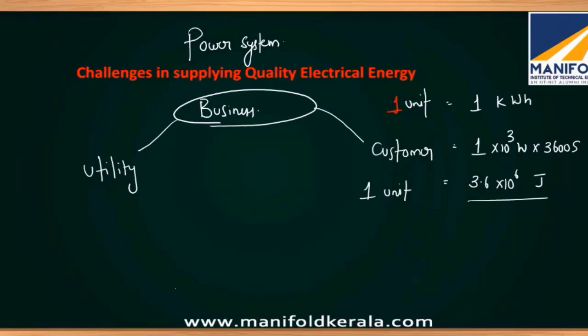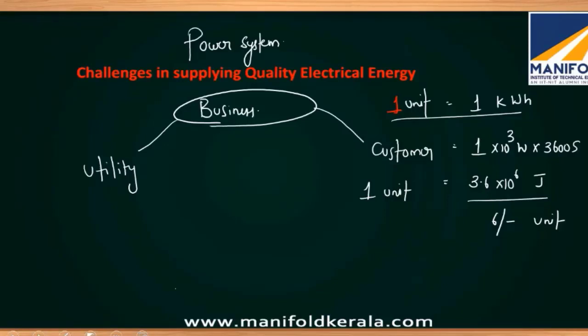So for 3.6 million joule of energy in electrical form, you are paying a tariff of 6 rupees per unit or 8 rupees per unit, depending upon your slab. So in our business, we are selling a product which is electrical energy, which is quantified in units. 1 unit means 1 kilowatt hour. 1 kilowatt hour means 3.6 million joule of energy.